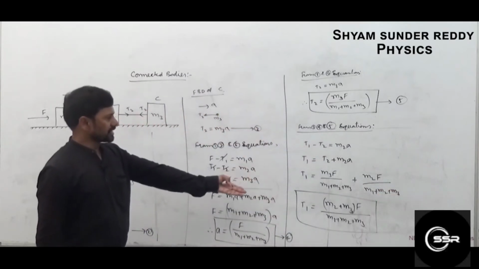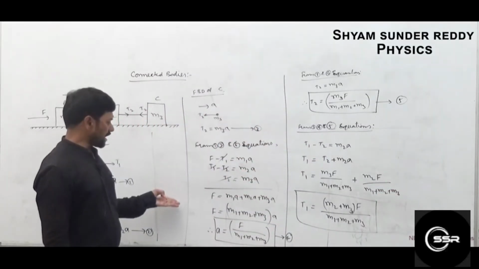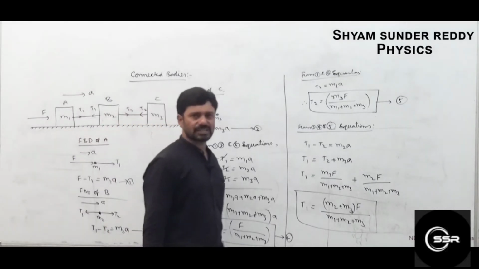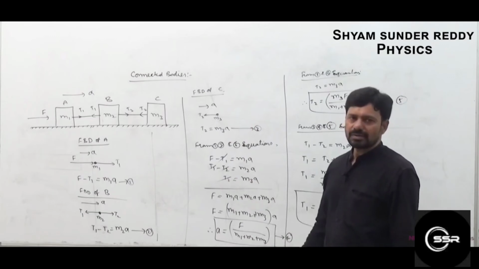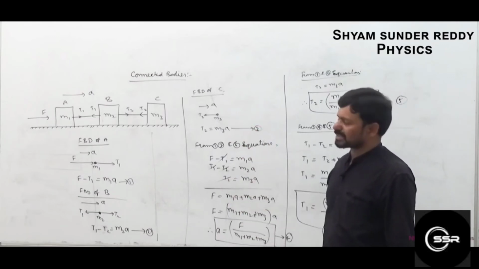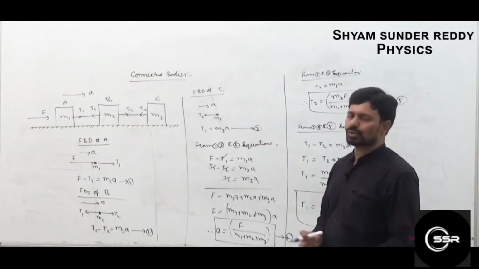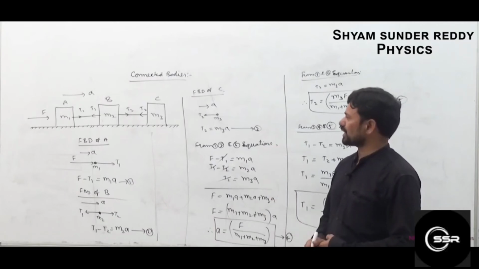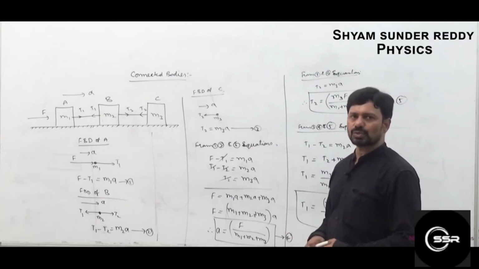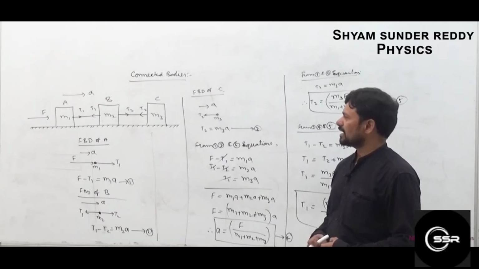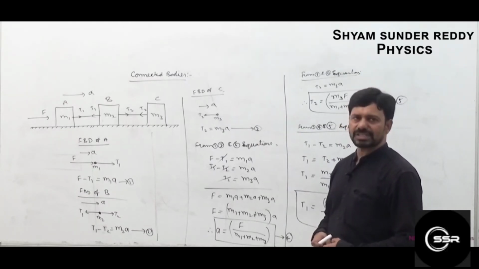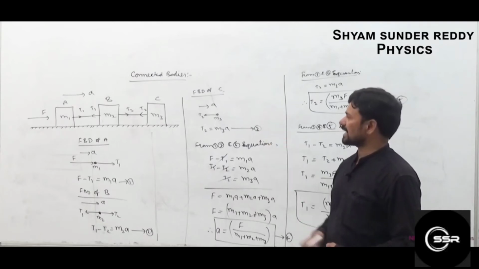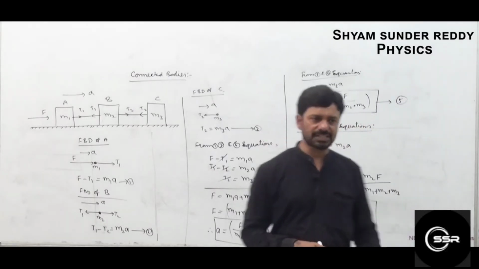Yeah, we have T1, T2, as well as acceleration. From this concept, we need to do the problems also. Suppose M1 is equal to 1 kg, M2 is equal to 8 kgs, M3 is equal to 27 kgs. Then the applied force is 36 newtons. So what is the acceleration? What are the T1, T2 tensions?